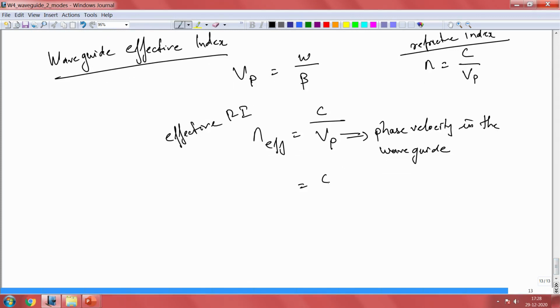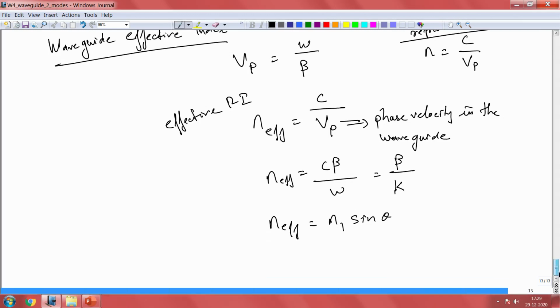This phase velocity is given by Vp equals omega over beta. So, beta is the one that dictates this. In other words, it says beta over k, and you can also write this in a more simplified form, n1 sin theta. So, this is the effective refractive index. Effective refractive index is a key parameter.